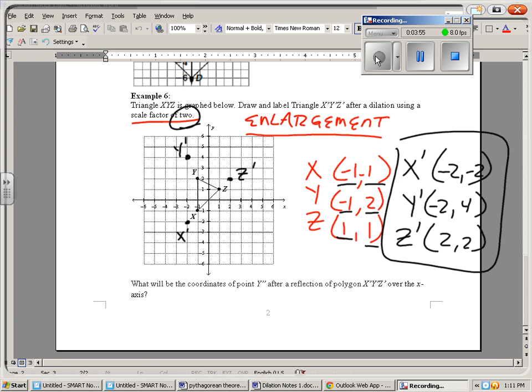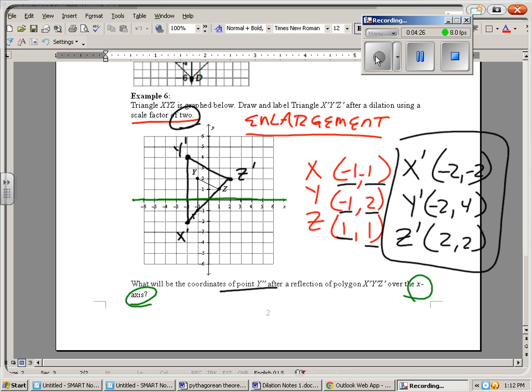And a way to check your work is to just take a look at your image and see if it looks like it's the same shape as the original, and it should be, of course, a different size. What will the coordinates be of point y double prime after reflection of polygon xyz prime over the x-axis? So I'm going to highlight what I'm flipping it over. My line of reflection is the x-axis.